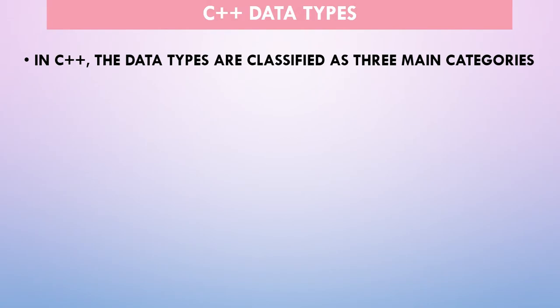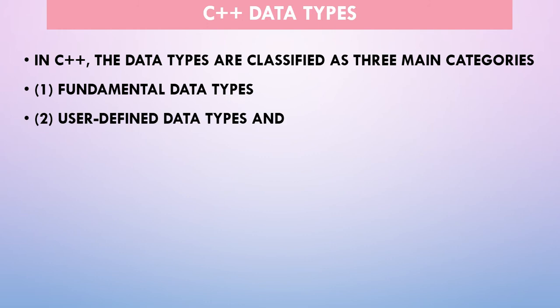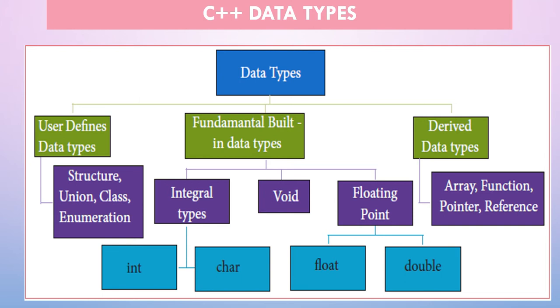So the C++ data types. C++ data types are classified into three main categories, that is fundamental data types, user-defined data types and derived data types. What do you mean by a user-defined data type? The user can design their own data type. Creating a data type of our own, as suited to us, is a user-defined data type, like structure, union, class, enumeration. All these are the user-defined types. So we have to define that.